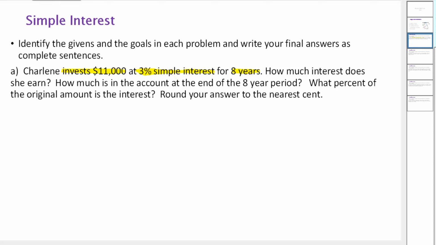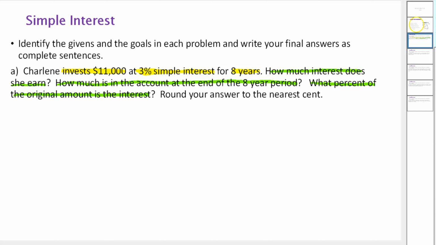Now I see a question coming, so this is going to be our goal, one of our goals. How much interest does she earn? How much is in the account at the end of the 8-year period? And finally, what percent of the original amount is the interest? Okay. So let's take a look at our formulas.